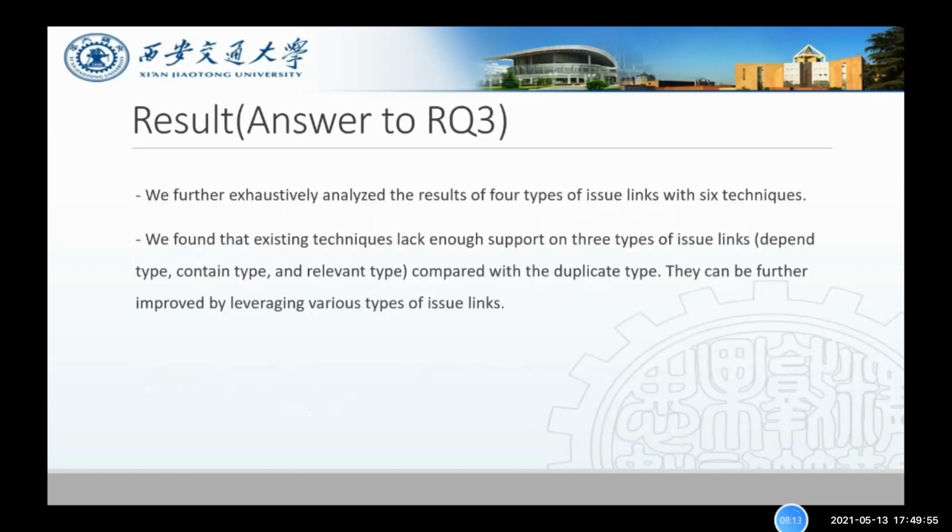And we further analyzed the results of four types of issue links with six techniques, and found that existing techniques lack enough support on three types of issue links, including depend type, content type, and relevant type, compared with the duplicate type, and they can be further improved by leveraging various types of issue links.